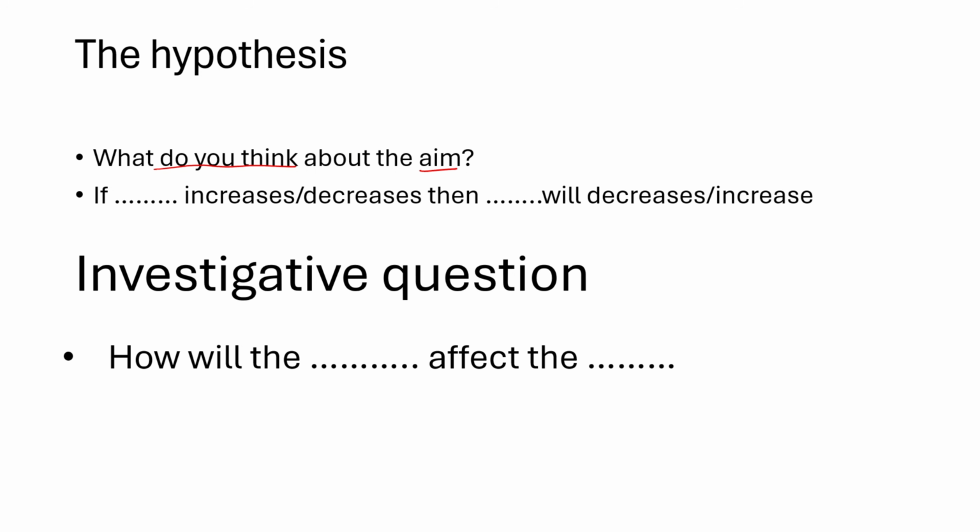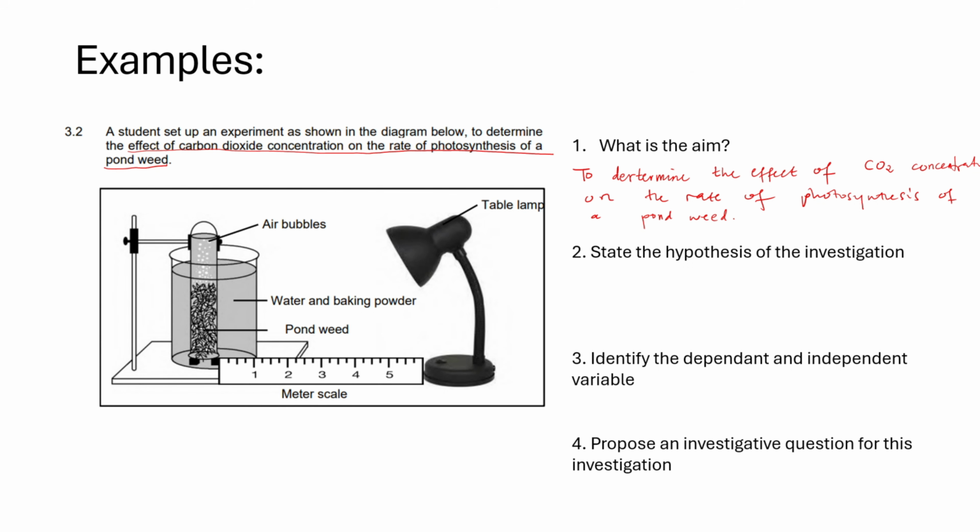So most of the time when you're answering the question about the hypothesis, if they say state the hypothesis of this investigation, you will say, if something increases or decreases, then the other thing will decrease or increase. That's how you go with it. So now, how do you know what to pick? Just like here, the aim says to determine the effect of carbon dioxide concentration on the rates of photosynthesis of a pond weed. So to state the hypothesis, I would say if carbon dioxide concentration, I'm just saying what I think about the aim.